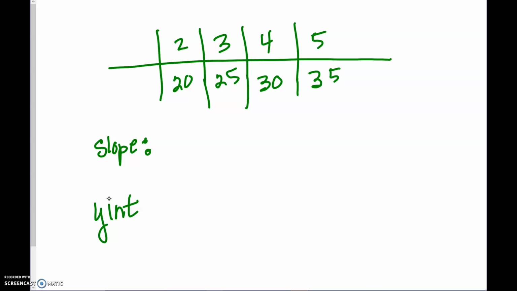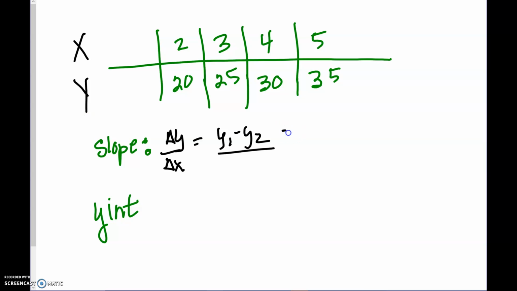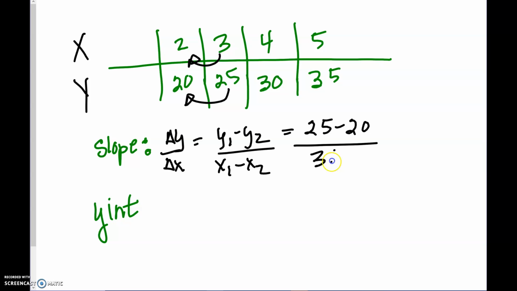And remember, there's a couple different ways you can find slope. One is using the slope formula, where you do the change in Y over the change in X. So you take 2 Y values and you subtract them, and it doesn't matter which 2 you use. Remember, this is X, this is Y. So I can do 25 minus 20. And then on the bottom, I have to do the same thing with my X values: 3 minus 2. So 25 minus 20 is 5, and 3 minus 2 is 1. So this slope is 5.